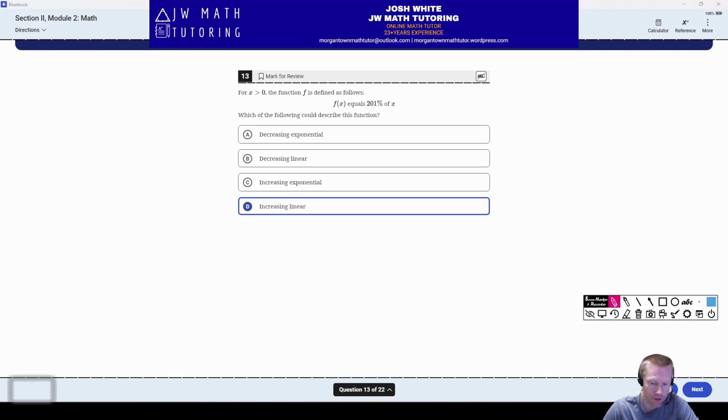Now, if you weren't convinced, you could also make a little table with x and y values. You can start with 1, 2, and 3, and you just go to Desmos and do 201% of 1, and it's going to give you 2.01. And then you do it for 2, and it's going to give you 4.02, and you do it for 3, and it's going to give you 6.03. And then when you look at these, you should be able to recognize that this is linear because the difference between the y values is the same.